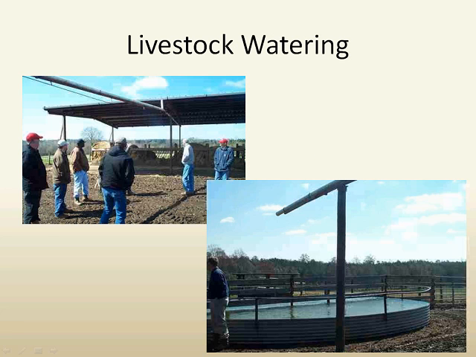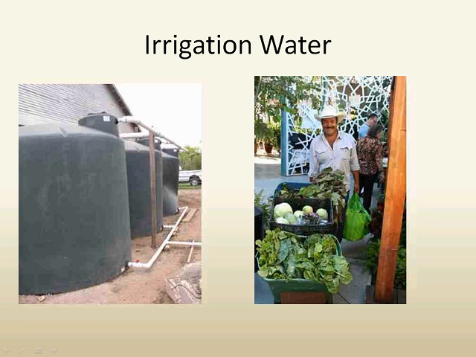Here's an example of a livestock watering facility in Georgia where roof runoff is captured and routed to a watering trough. Here's another example from Texas of roof runoff water that was captured and then used to grow vegetables. I will say this about irrigation water.